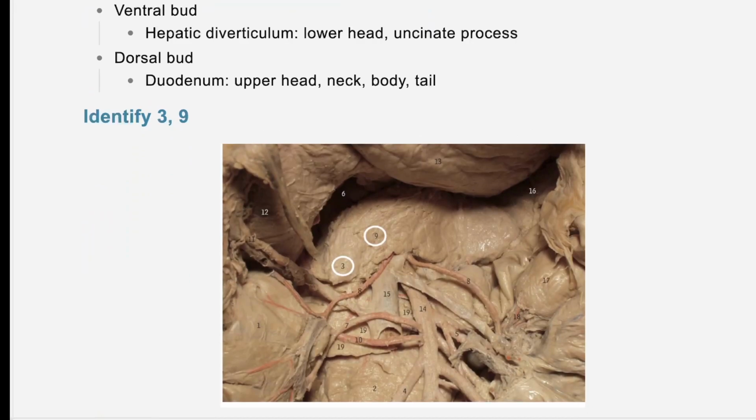Maybe you can talk about 10 being the right colic artery, and 7 the middle colic artery, and maybe 4 is the ileocolic artery, and 5 are jejunal branches to the jejunum, basically coming from the SMA. 16, for example, on the top left, that will be the tail of the pancreas. Okay.